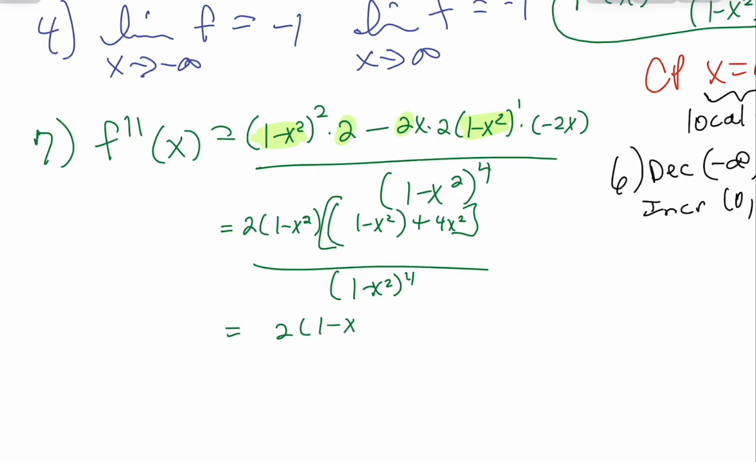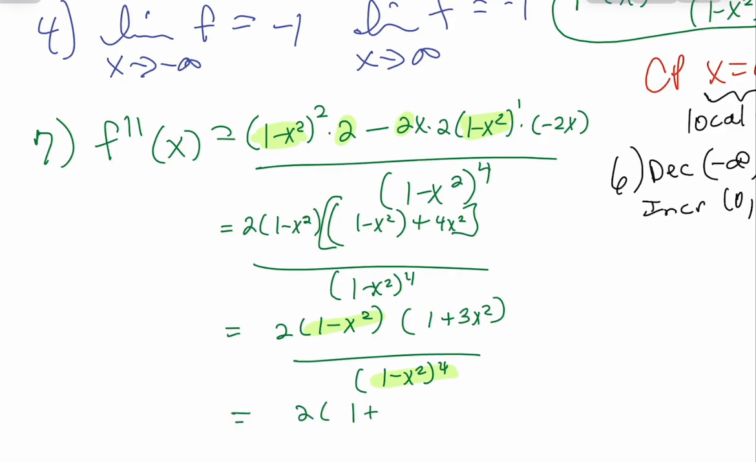We get 2 times (1 minus x squared) over (1 plus 3x squared), all over (1 minus x squared) to the 4th. There's one of these here and 4 of these. So your final version would be that. Okay, that's your final version. That's the second derivative, yeah. Put those together: 1 minus x squared plus 4x squared, the negative x squared and the 4x squared becomes a positive 3x squared.